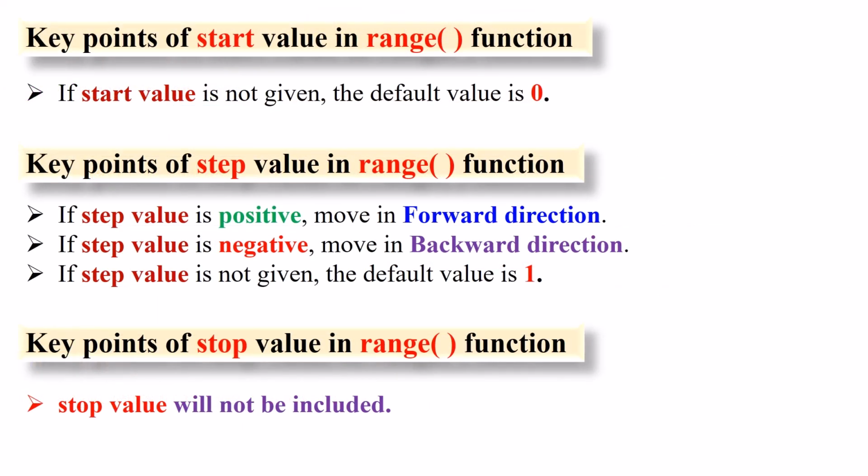Key points of start value in range function. If start value is not given, the default value is 0. Key points of step value in range function. If step value is positive, move in forward direction. If step value is negative, move in backward direction. If step value is not given, the default value is 1. Key points of stop value in range function. Stop value will not be included.